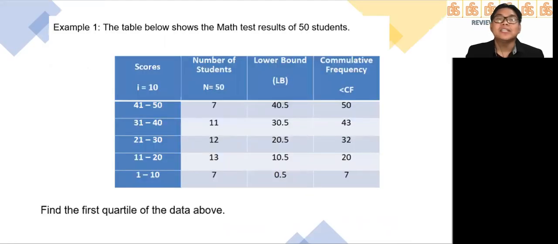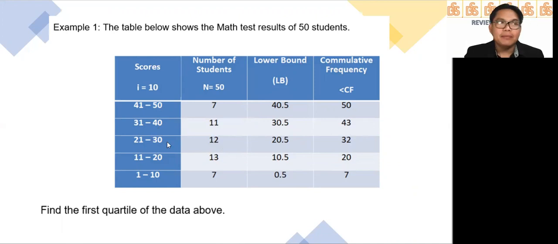Okay, so let us consider this particular problem. The table below shows the mock test results of 50 students. Your goal is to determine the first quartile of the data above. Okay, but allow me to explain this table.